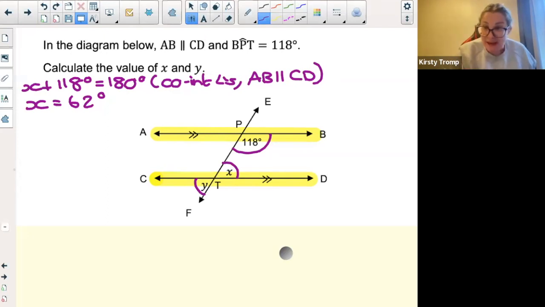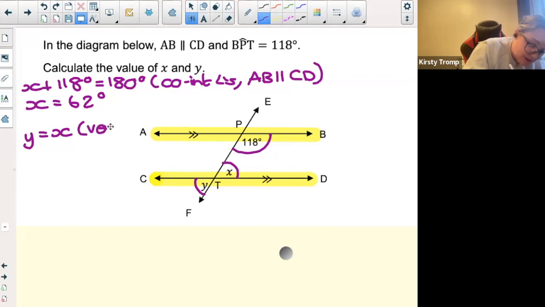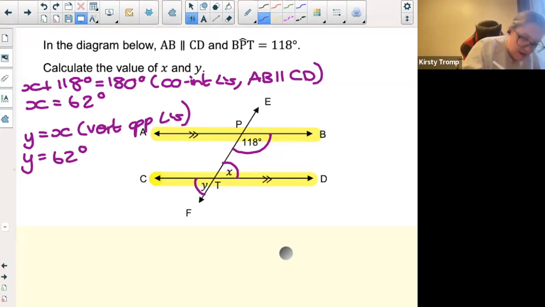What else can I see about x and y? I can see that they are opposite, which means that angle y is going to be equal to angle x. Reason: vertically opposite angles, which means angle y equals 62 degrees.